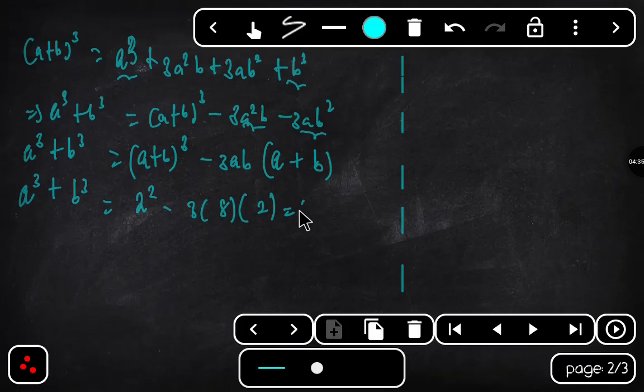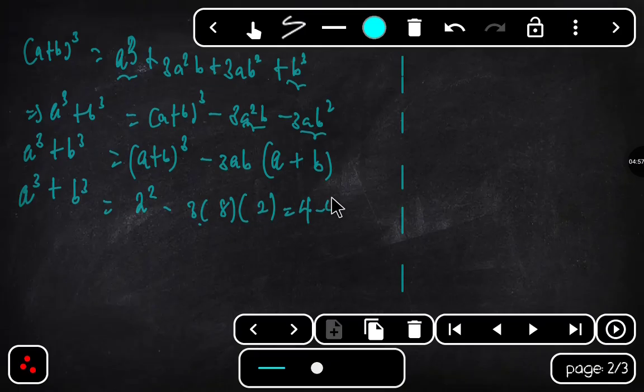So this will give us 4 minus 3 multiplied by 8. That will give us 24. Yeah, if I'm not mistaken, that should give us 24. And 24 multiplied by 2, that will give us 48. Let's confirm. 3 multiplied by 8 multiplied by 2. Yeah, that will give us 48.